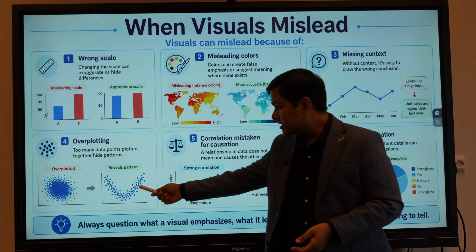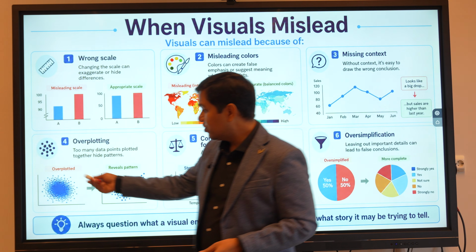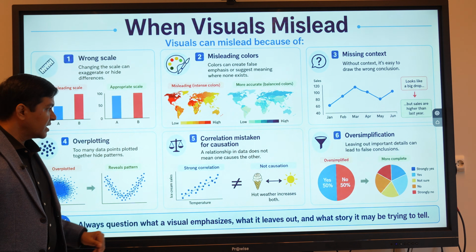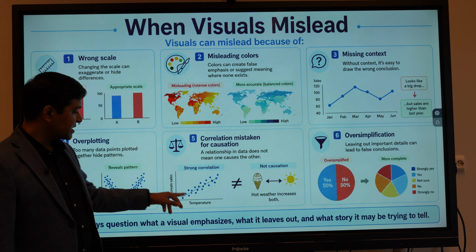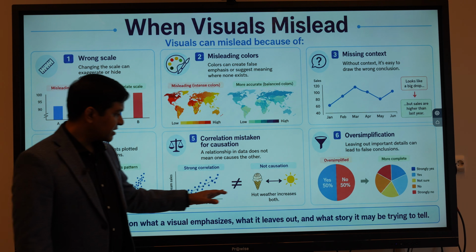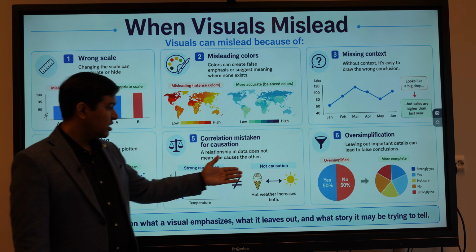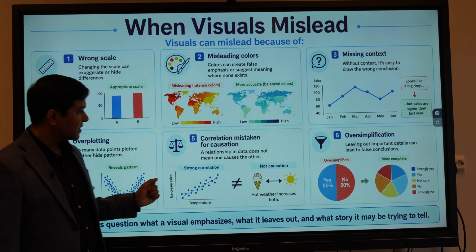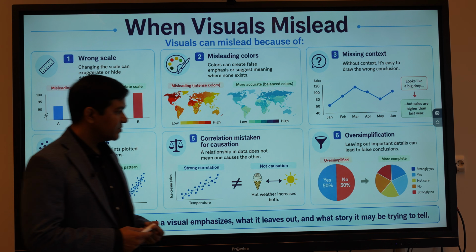Then in this particular plot, too many data points have been plotted, which can overplot, and we can miss the background pattern. This shows that ice cream sales and temperature have a strong correlation, but that should not be interpreted as cause, that whenever the weather is hot it is going to increase ice cream sales. So correlation can be mistaken for causation.